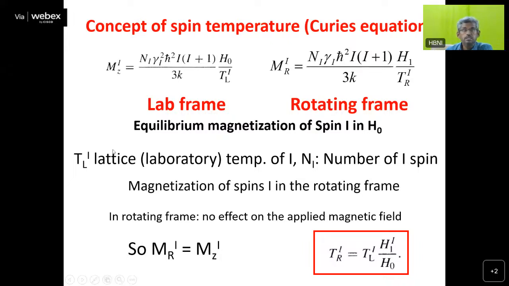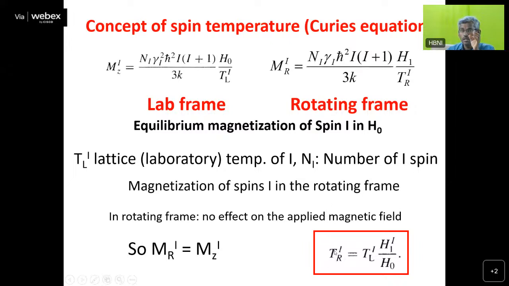Now, if you see, this is the lattice temperature, laboratory temperature, or laboratory frame temperature. Sometimes people also say lattice temperature. And this is nothing but the rotating frame temperature. But under Hartmann-Hahn conditions, what happens? Frequency same, the magnetization exchange occurs, and you can always relate MRI is equal to MZI. So if you take this as equal, then you can say the rotating temperature of the I nucleus, which is nothing but the proton, is nothing but the laboratory temperature into the applied radio frequency field divided by the static field. So this is a very, very important equation.